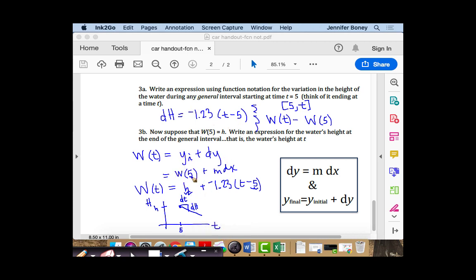Let's see. W of 5 was this lowercase h. It's not going to be the same as that, but h would represent some number, which supposedly is the height of the water at time 5, right? So you can imagine it's this height. If I were to go through and simplify this by distributing, I'd have w of t equals, I'll put variable terms first, negative 1.23 t, and then there'd be an h and a 6 point something, right? 6.15. So an h plus 6.15.